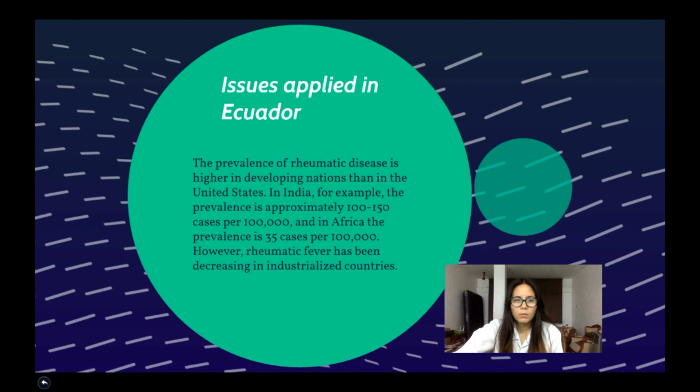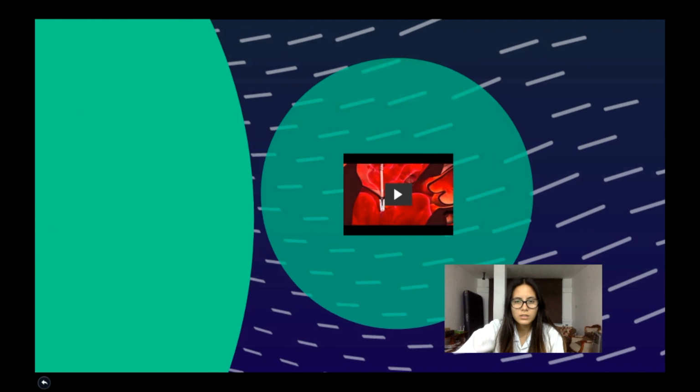The prevalence of rheumatic disease is higher in developing nations than in the United States. In India, for example, the prevalence is approximately 100 to 150 cases per 100,000, and in Africa, the prevalence is 30 cases per 100,000. However, rheumatic fever has been decreasing in industrialized countries.